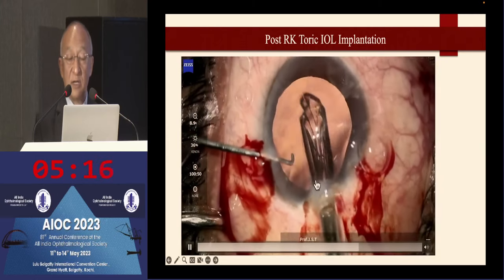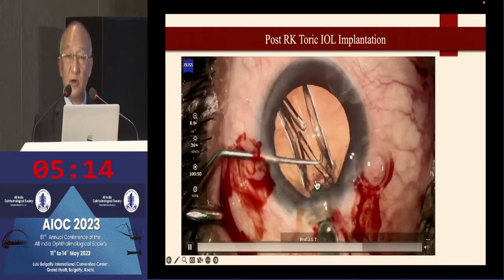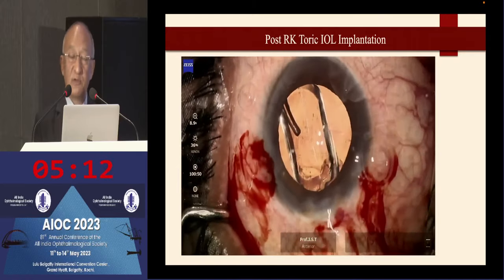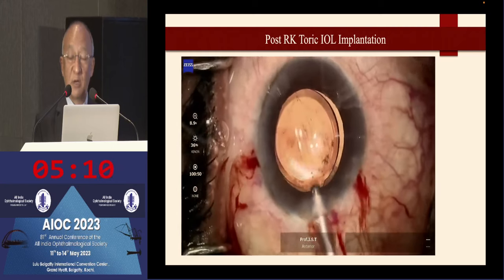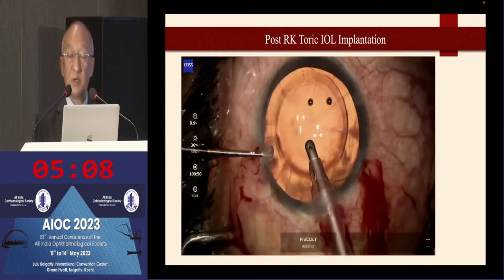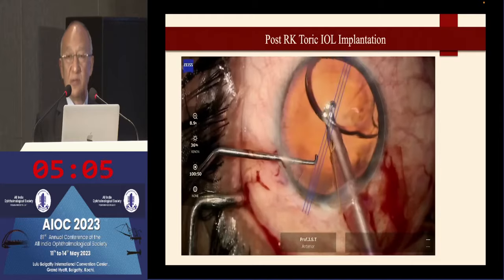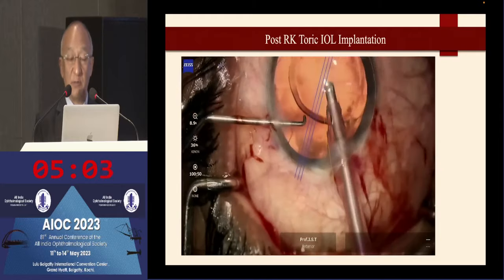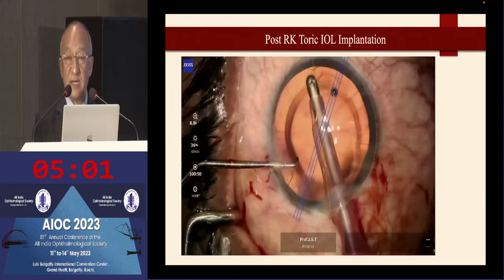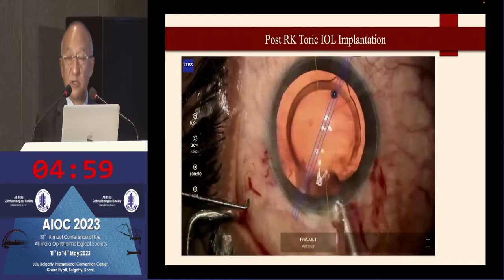Normally, toric IOLs should be desirable in all cases, but in those cases where there is a lot of aberration, like higher order aberration, the patient may not benefit from the toric IOL as such. But it will definitely decrease the load of power in a patient, because the patient has more than 2 diopter cylinder. Better to put a toric IOL.